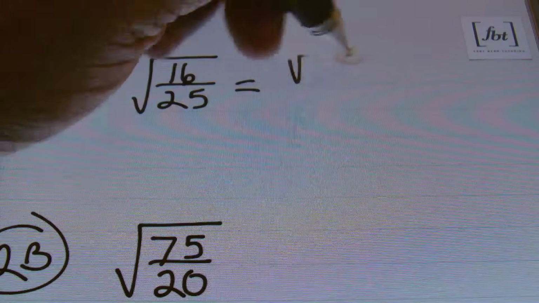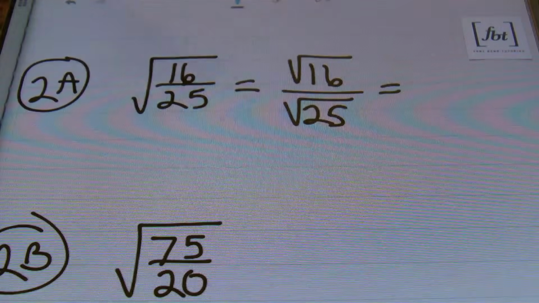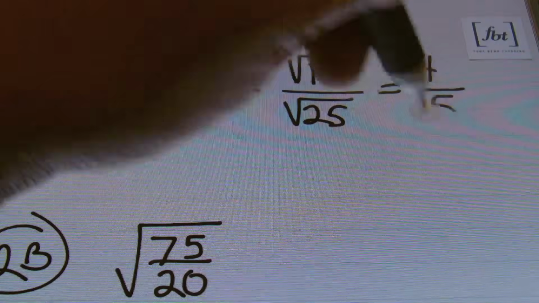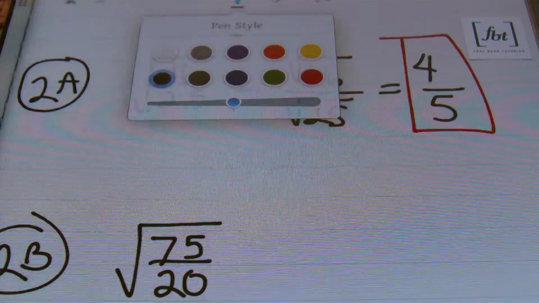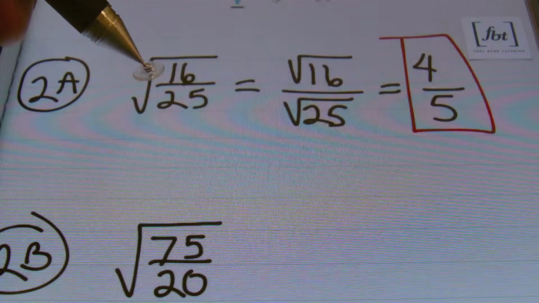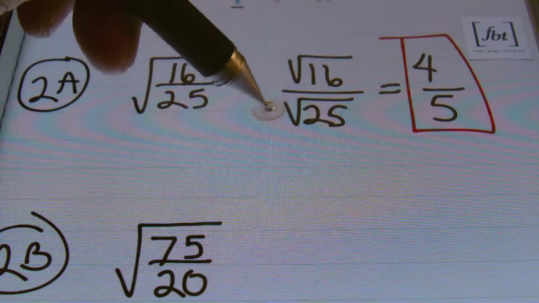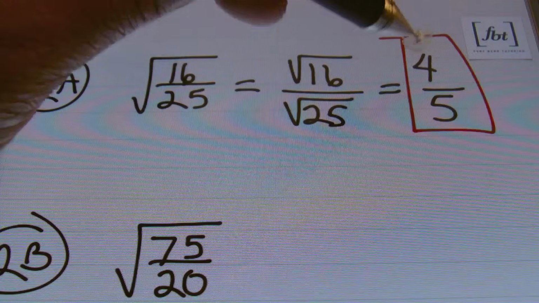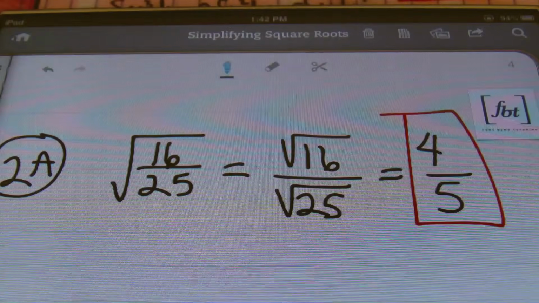I'm going to break this up into the square root of 16 over the square root of 25. Once I've done that, I can take the square root of 16, which is 4, and the square root of 25 is 5, so that my answer here is 4/5. And that's it. All right. So what I did was, because I could not simplify 16 and 25, in other words, they didn't have anything in common, I was able to split this radical between the numerator and the denominator, and that gave me 4/5 after I took the square root of 16, which is 4, and I took the square root of 25, which is 5. And that's it. So that's 4/5 for 2a.